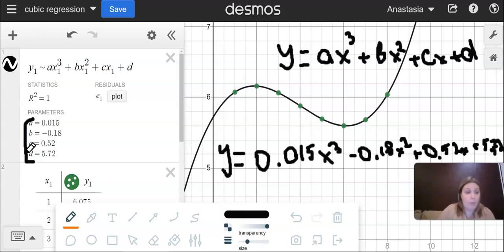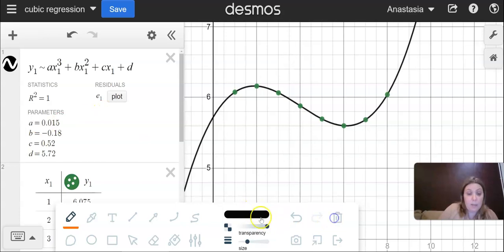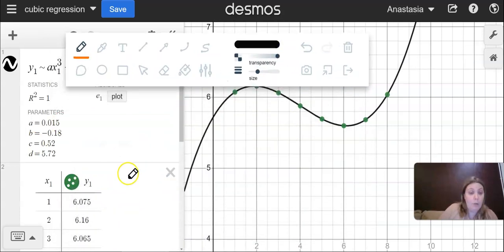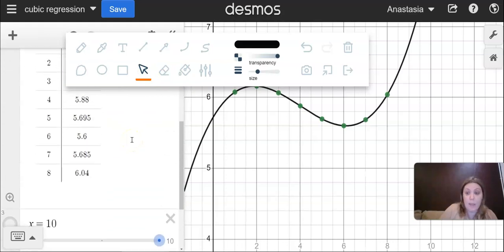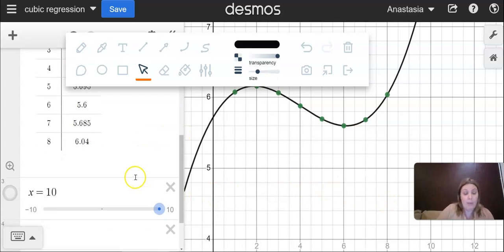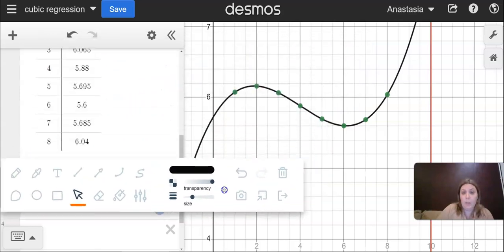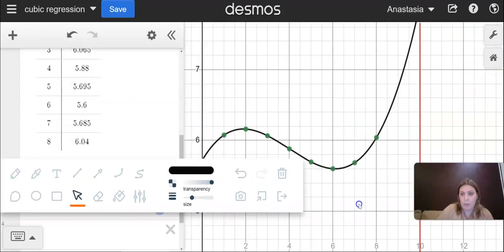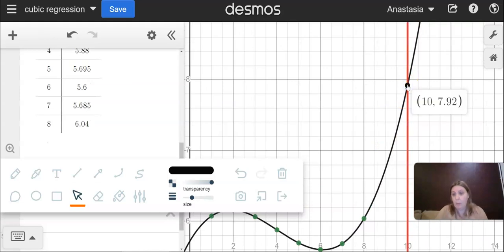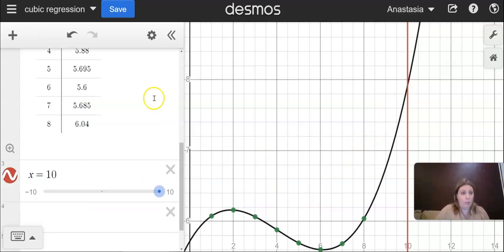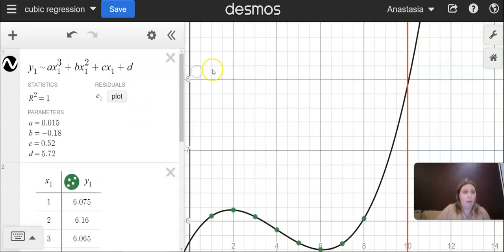Very, very straightforward. And last but not least, how do I find a value at a certain point? Let's say I want to find out the value of this graph at x equals 10. I draw a vertical line, and you can see that the vertical line is not on my screen. It's okay, you can pan it and find it, and it's 7.92. Super easy.